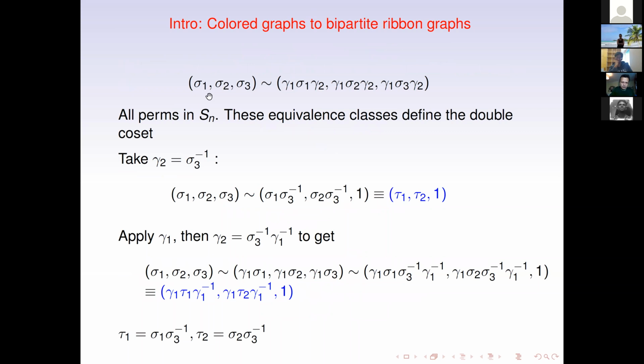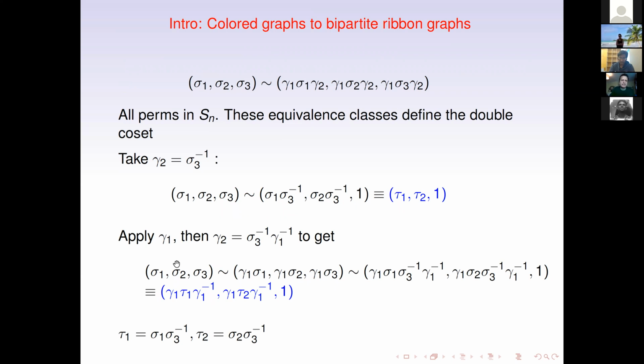which is essentially that for a given triple, you can take gamma 2 to be sigma 3 inverse, which sets this one to 1. And you have these permutations. So if I choose gamma 2 to be sigma 3 inverse, multiplying on the right, I get 1 here, sigma 1 sigma 3 inverse, sigma 2 sigma 3 inverse. So I get tau 1, tau 2, which I've just renamed these two guys.